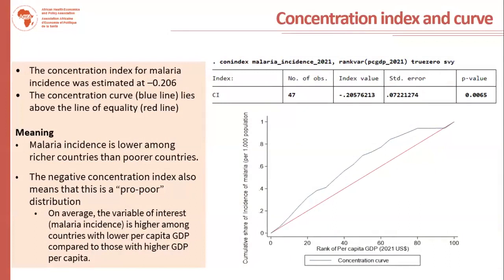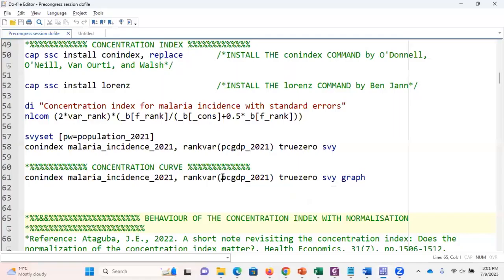Now the concentration curve and the index. Remember the index was estimated at minus 0.206. That's what we have there, and that's the curve. I just removed the 95% confidence interval so that you can see the curve nicely. The index of minus 0.206 means that it is a pro-poor index. That means malaria is concentrated amongst poorer countries, unfortunately, or lower in richer countries. On average, the variable of interest, malaria, is higher among countries with lower GDP per capita compared to those with higher GDP per capita. Okay, now let's move on to our practical so that we do it step by step.